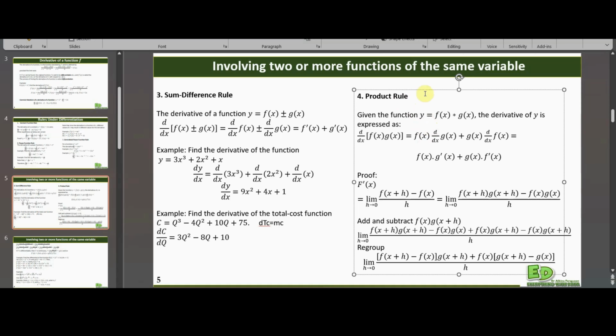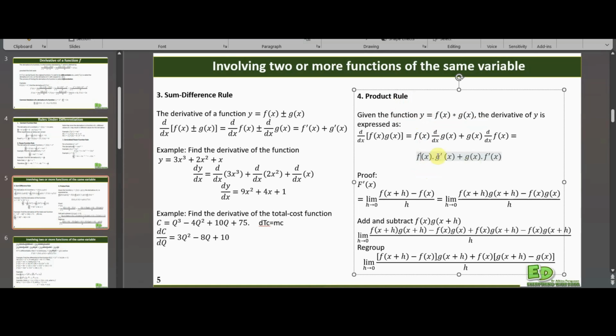At the time that we use the product rule, that means you have two terms multiplying each other, say f of x multiplying g of x. That's when we use the product rule. Product means times or multiplication. This is the formula for the product rule.